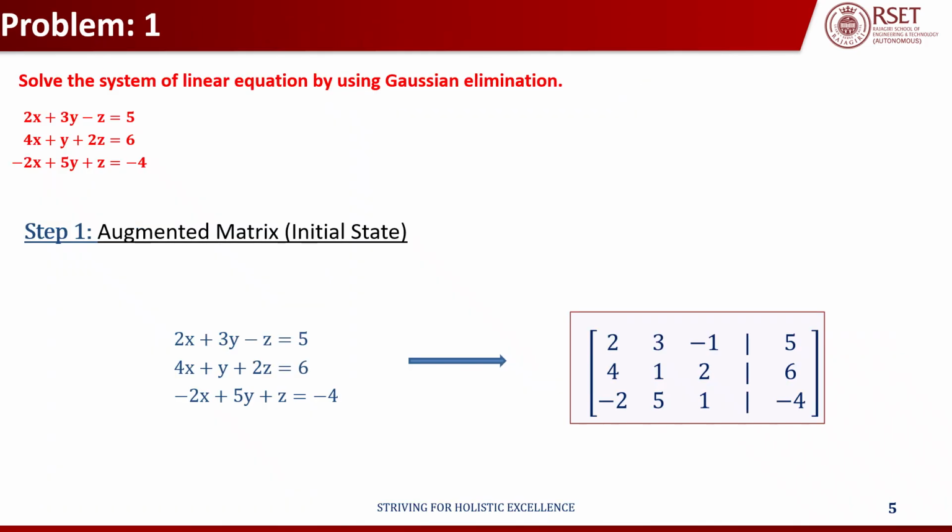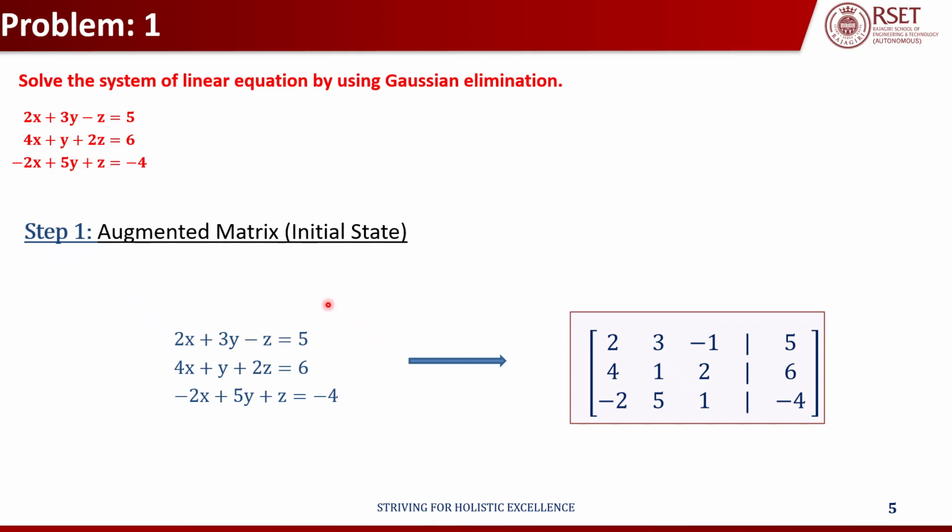Okay, so we can do a problem. I'm going to discuss two problems here. The first problem is to solve the system of linear equations by using Gaussian elimination. So we have a system of linear equations, and we are going to solve this using the Gaussian elimination method. As we said, the first step is to convert this linear system into an augmented matrix. So that is the initial state.